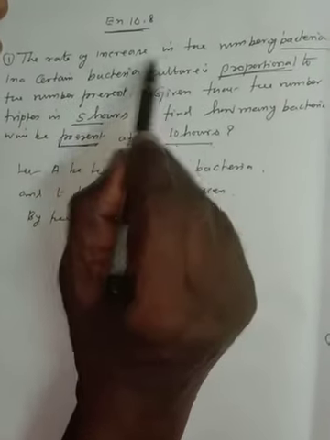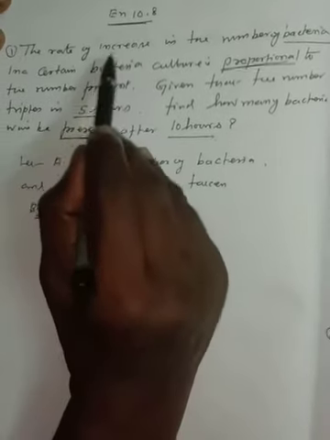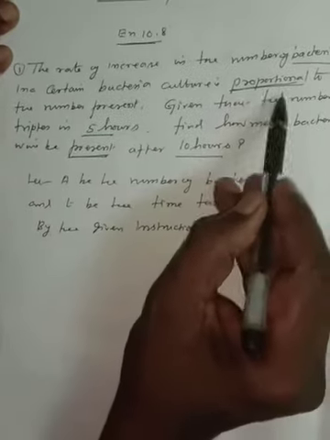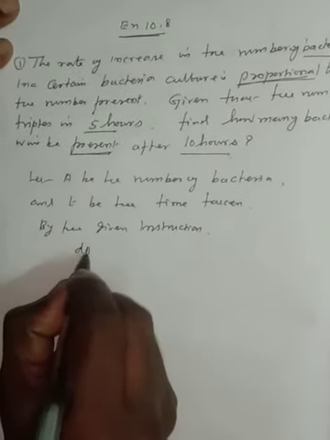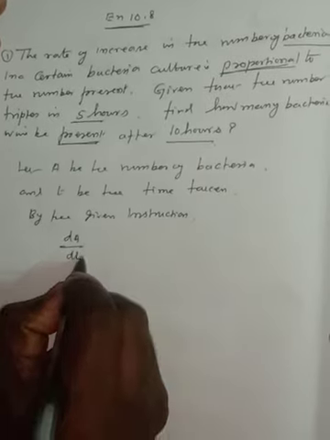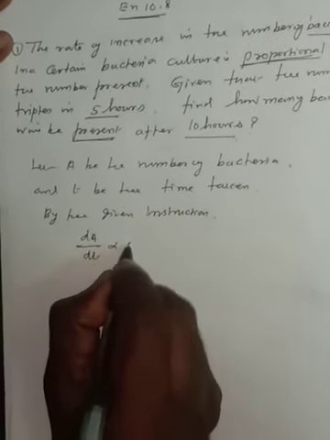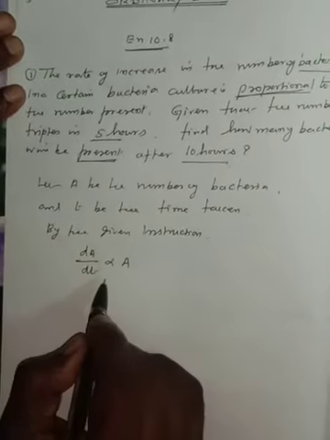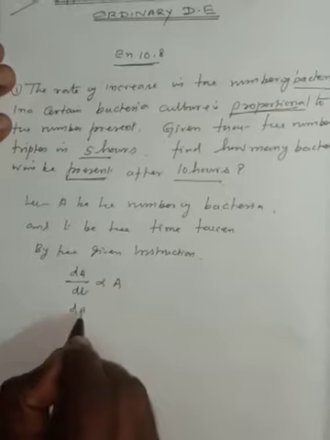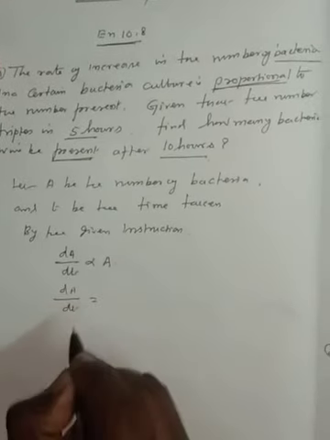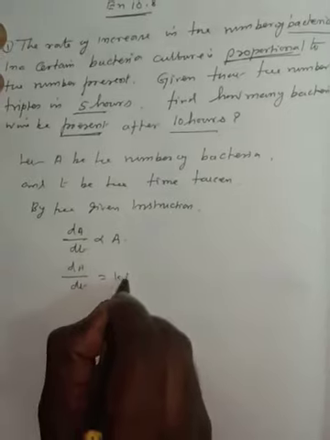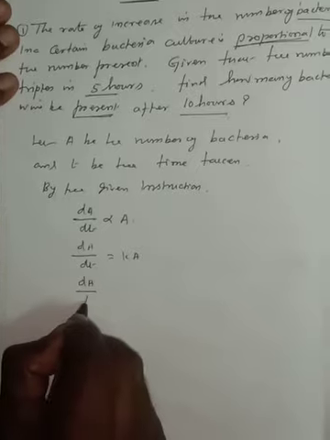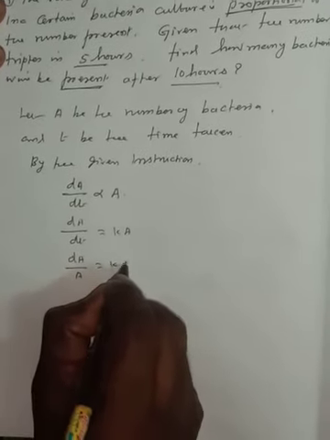the rate of increase, rate means dA divided by dt at time t. The rate of increase is proportional to the number of bacteria. So dA divided by dt is proportional to A, where A means the amount or number of bacteria. dA divided by dt is equal to some constant into A. Next, dA divided by A is equal to k into dt.